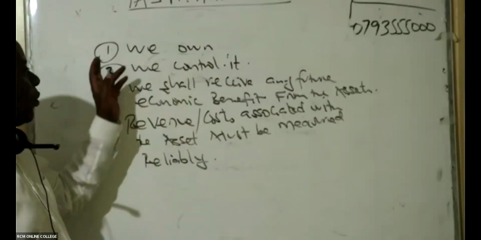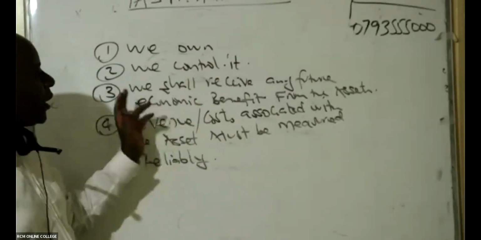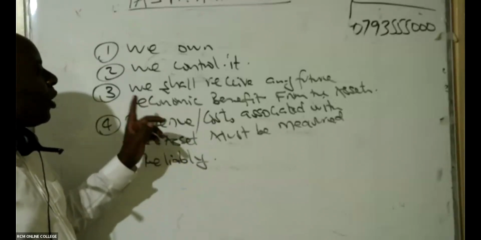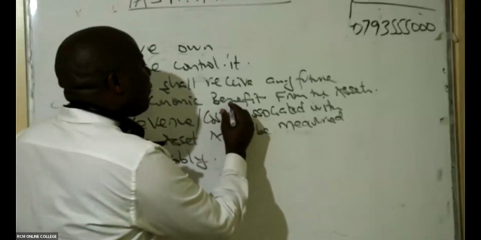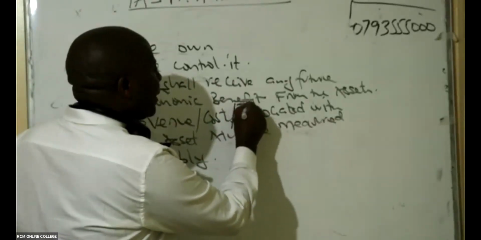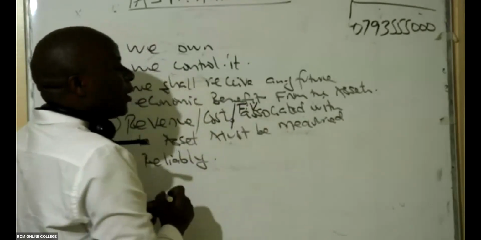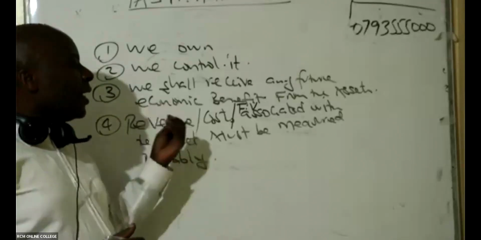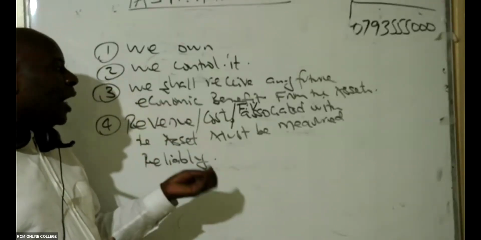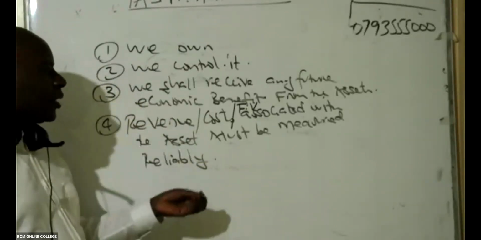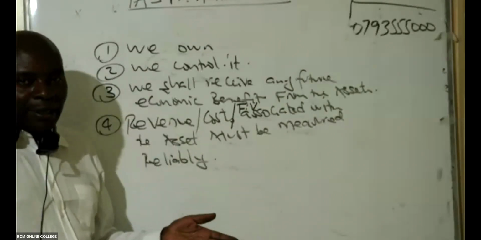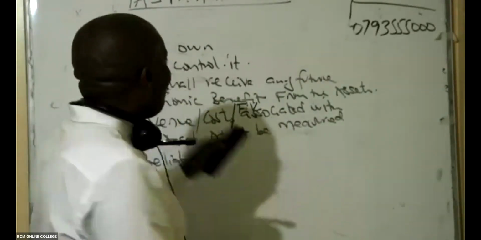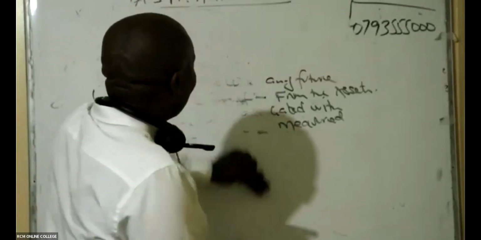And remember, we are owning the asset, we control it, we shall receive any future economic benefits from the asset, any revenue, costs, tax expenses, and any fair value or market values associated with the asset must be measured reliably. For you to be able to recognize an asset, you must always remember those 4 things. Once you remember those 4 things, then you are at home.